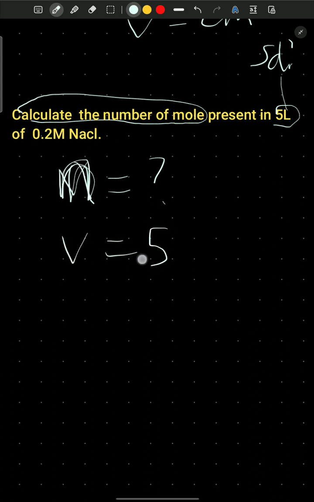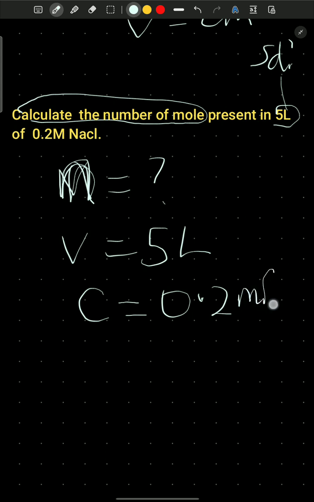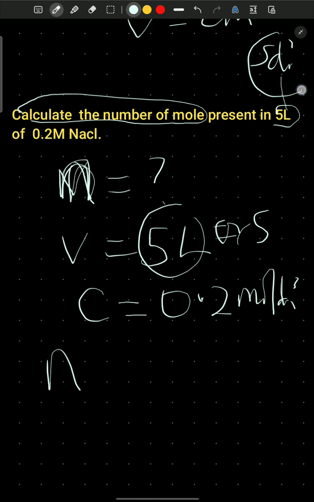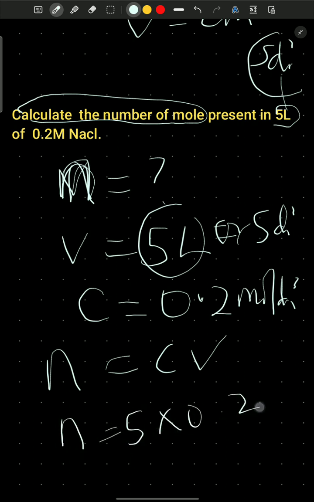So the volume is 5 liters. But the concentration, we are given the concentration. So 0.2 molar, it's the same thing as saying 0.2 mole per dm cube. Please take note of that. So because our volume is in 5 liters, that is in dm cube. Don't forget, I told you that liter also means dm cube. So 5 dm cube. So n is equal to CV. Then from here, we are looking for n. n is equal to 5 times 0.2. And the number of moles is equal to 1 mole. So you can say not divided by 1000. Why? Because the volume is in dm cube, not centimeter cube.